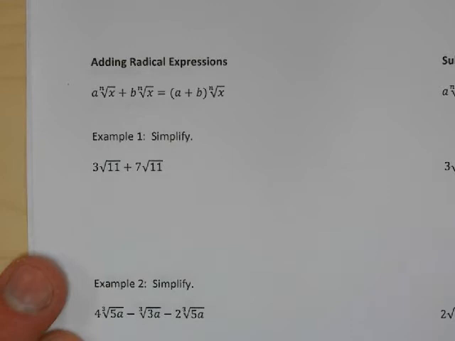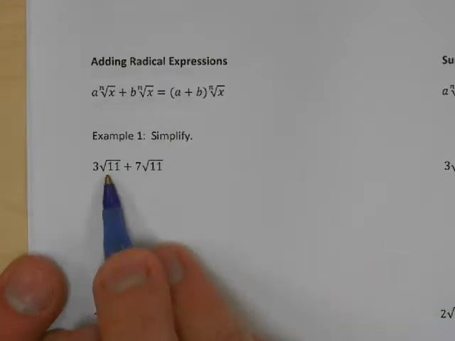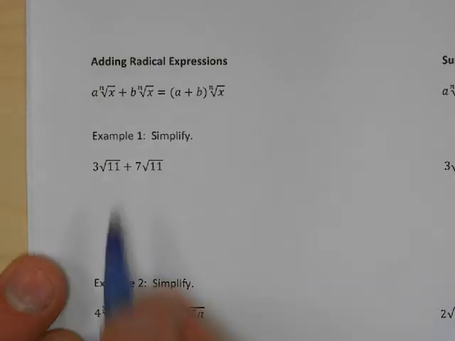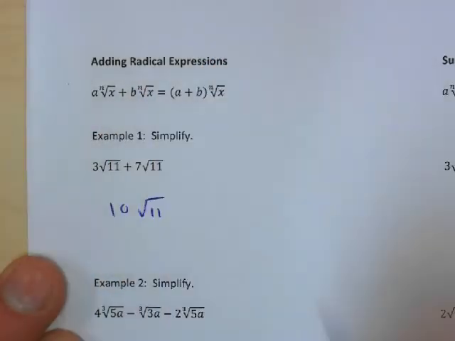And how do we do that example? Well, do I have like terms? Sure, I've got 3 root 11s plus 7 more root 11s. So then how many root 11s do we have? Well, 3 plus 7, I get 10 of that thing. So 10 root 11. So again, don't change what's under the radical. It's just how many of that thing do I have? And then that's it, we're done.